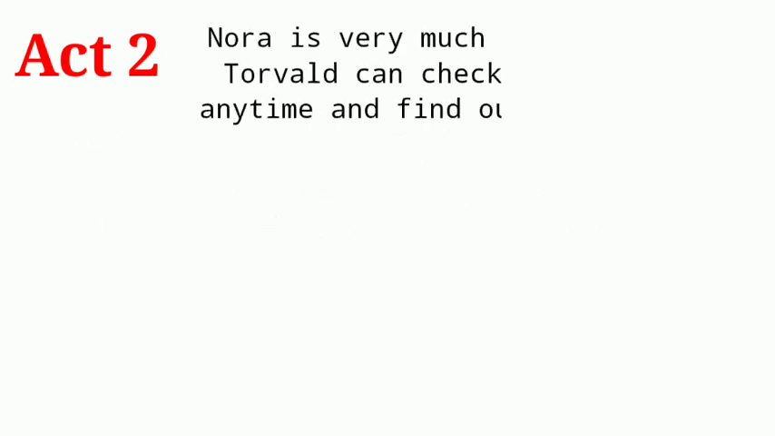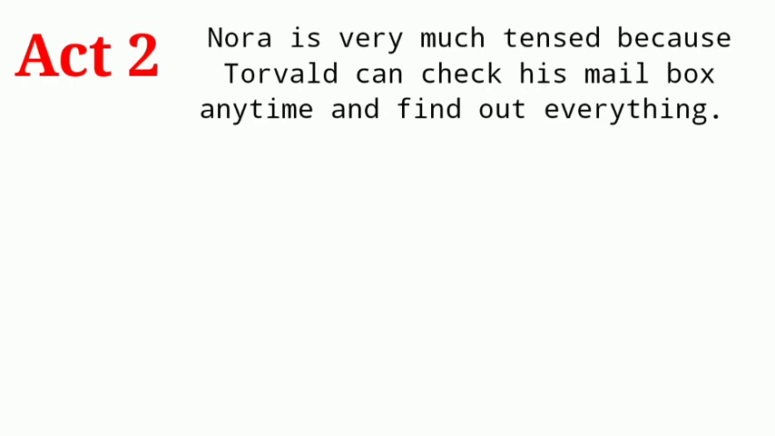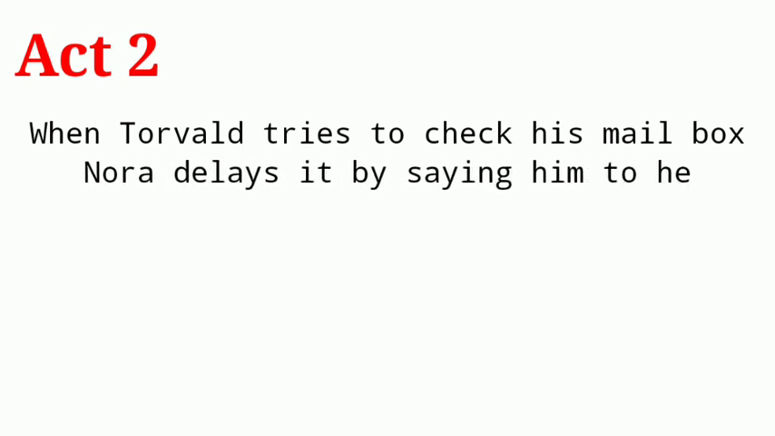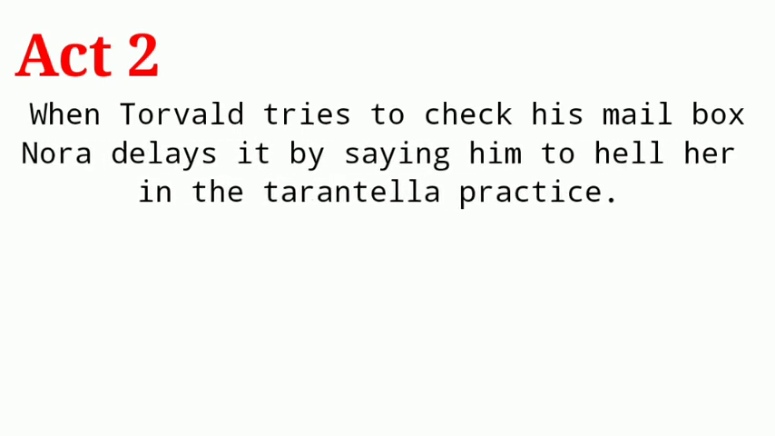However, she is very anxious about the fact that at any moment Torvald can go to his letterbox and get the letter of Krogstad. So when Torvald again comes out of his study and tries to go to the letterbox in order to get his letters, Nora stops him, saying that she needs his help in order to practice the dance, the tarantella, which is the name of the dance that she will perform in the evening.